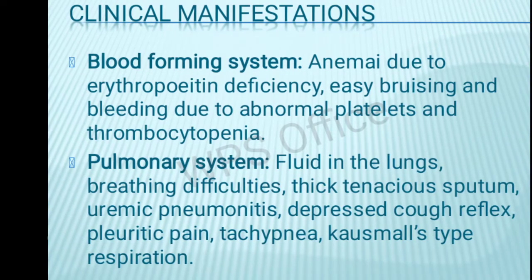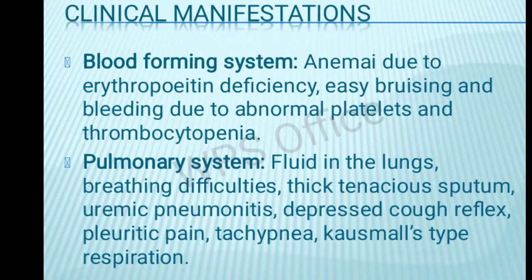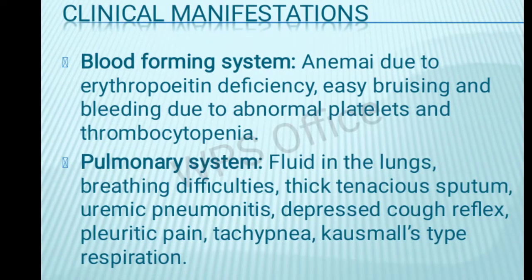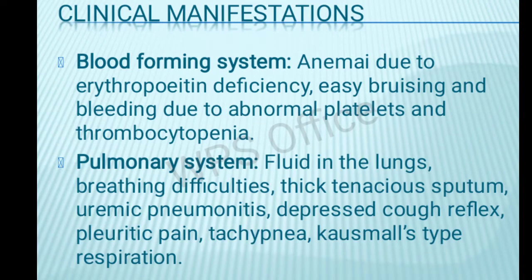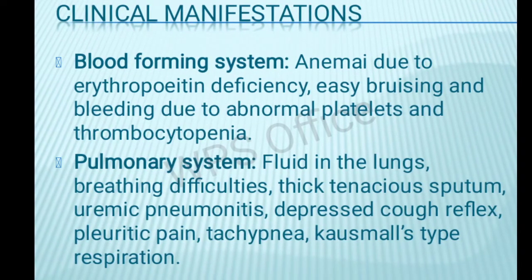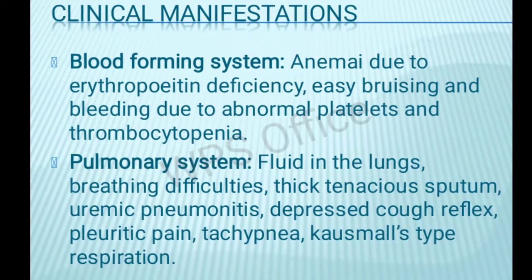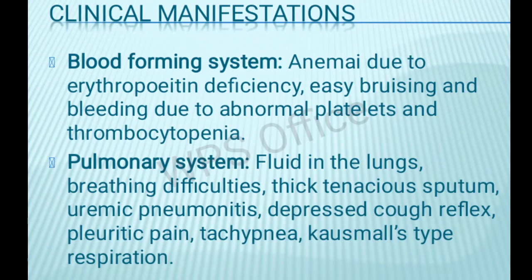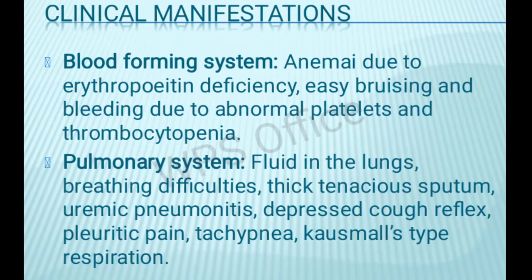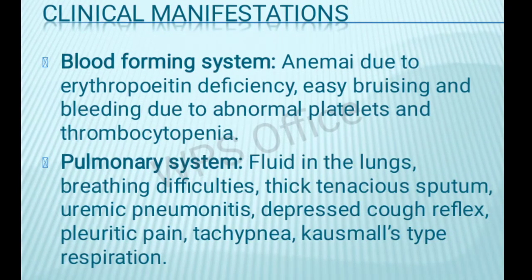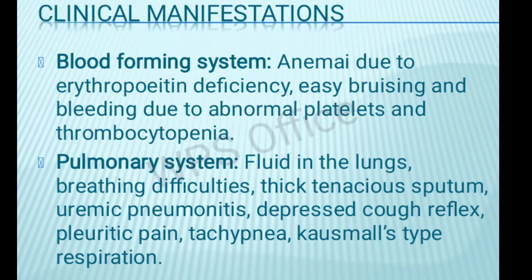The next is in the blood forming system, will happen anemia, which is due to the erythropoietin deficiency. Okay, then easy bruising and bleeding due to the abnormal platelets and thrombocytopenia. The next is in the pulmonary system, fluid in the lungs with breathing difficulties. Then thick tenacious sputum will be there, and uremic pneumonia, then depressed cough reflex, pleuritic pain. Okay, that is a sharp pain which is mainly present while inhaling and exhaling. So this is known as the pleuritic pain.